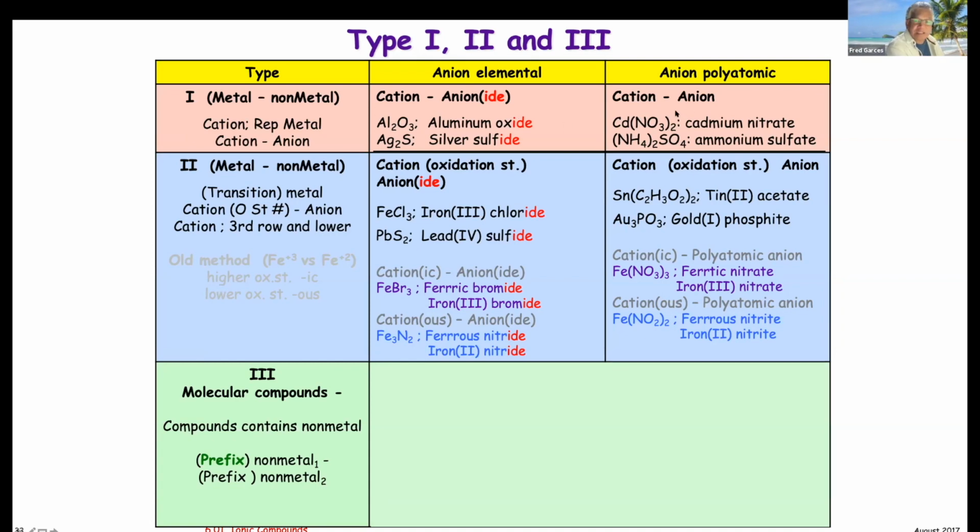Let's take a look at polyatomic ions. NO3 is a polyatomic ion. That's cadmium nitrate.